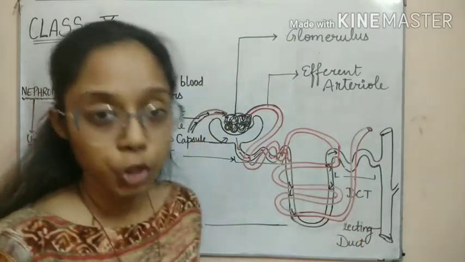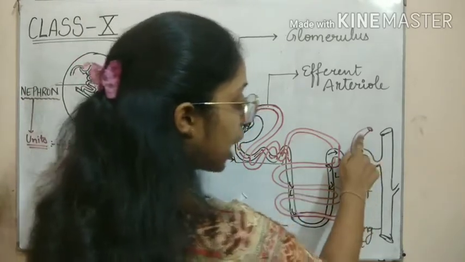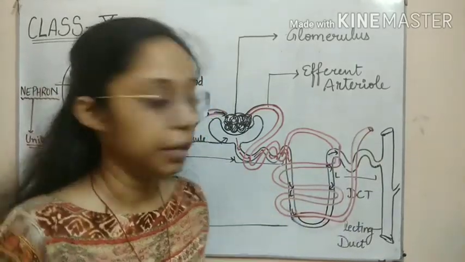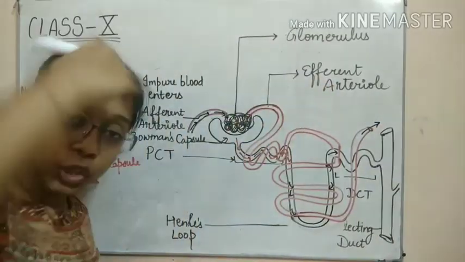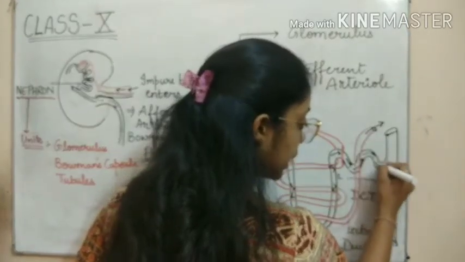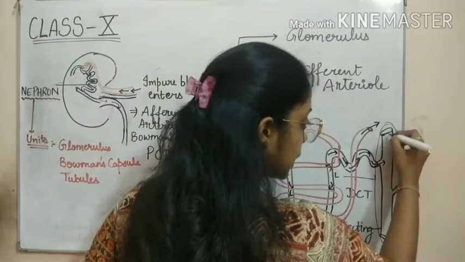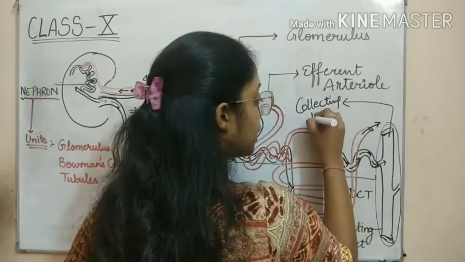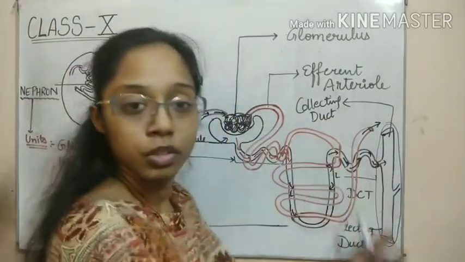So after all the reabsorption, after all this separation, now this efferent arteriole contains pure, or we can say clean blood. Now this clean blood will be supplied to the body again, and the waste material which is collected in this tubule will be supplied to this. This is actually collecting duct. Collecting duct means the duct, the pipe, the tube which collects urine.